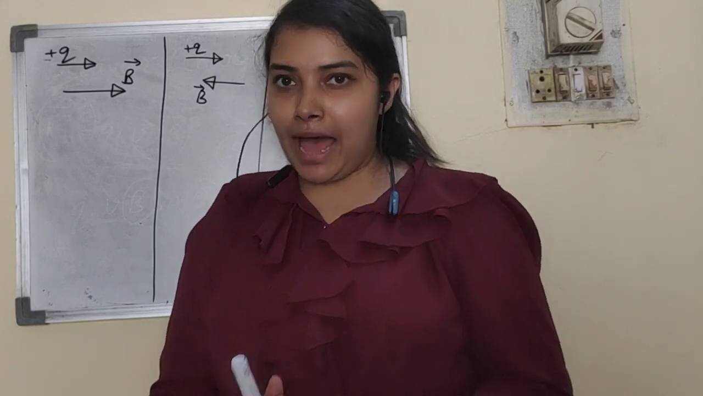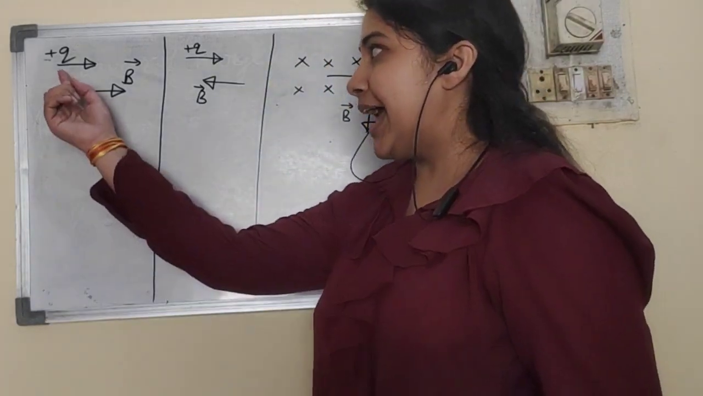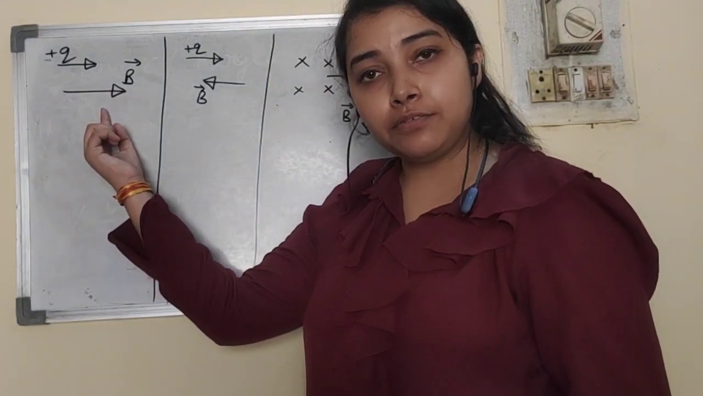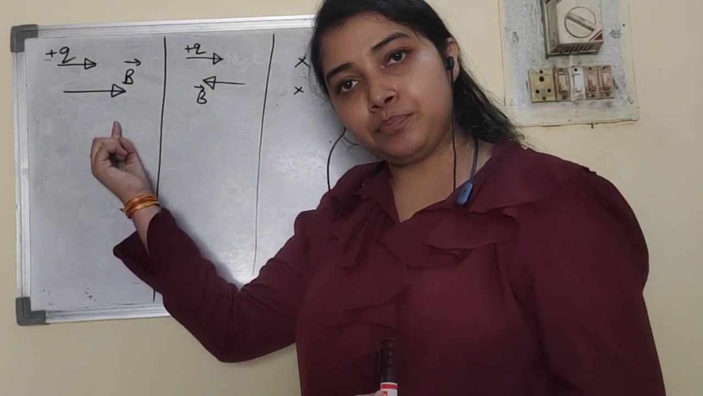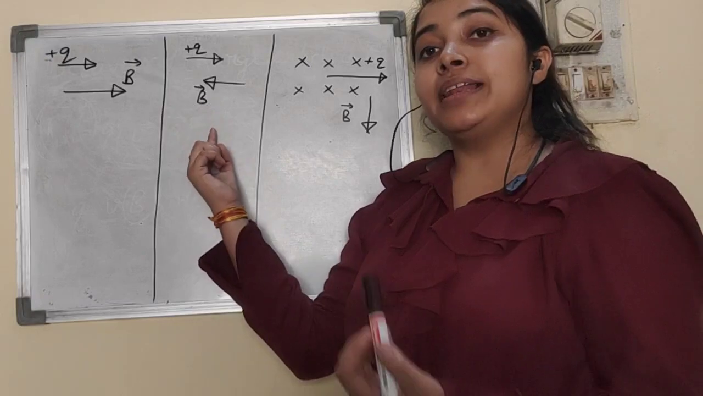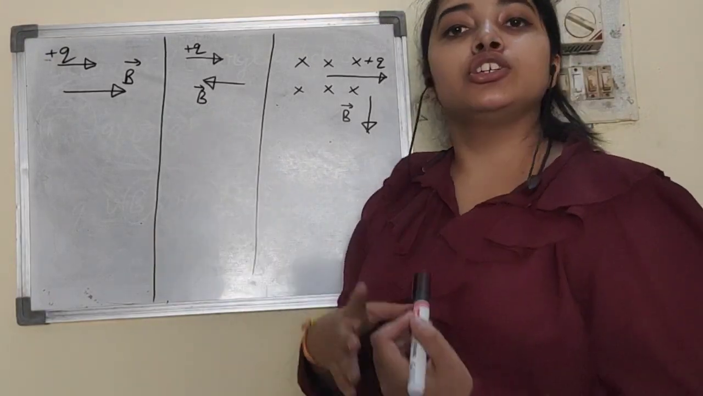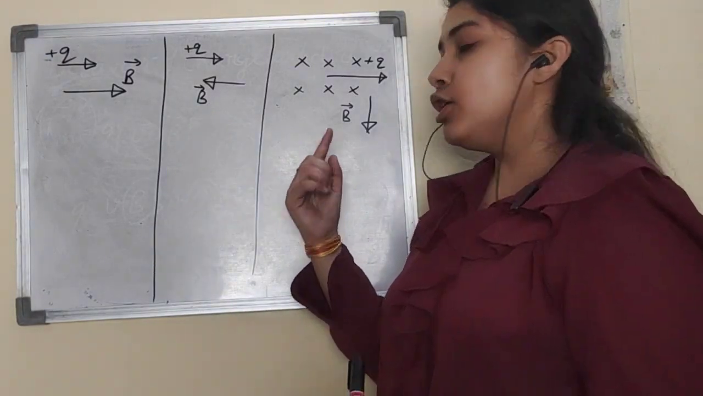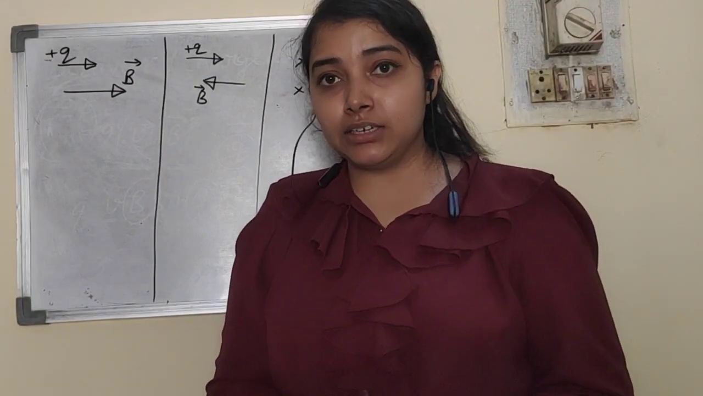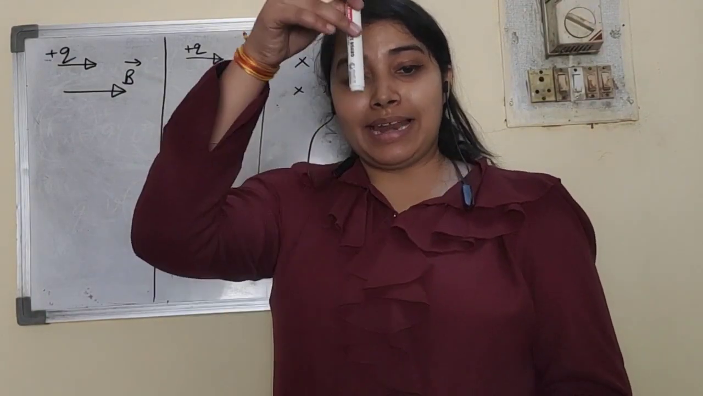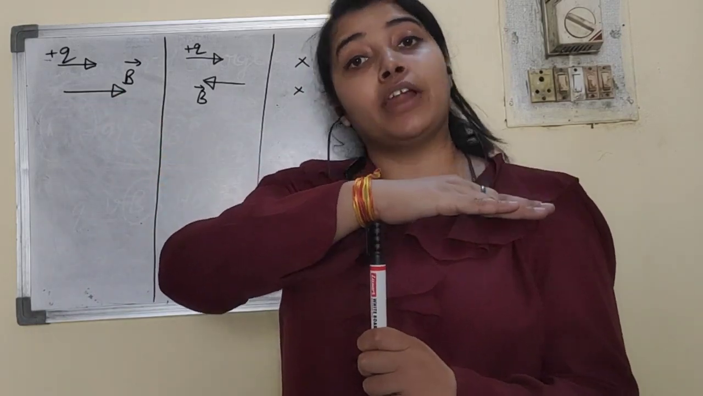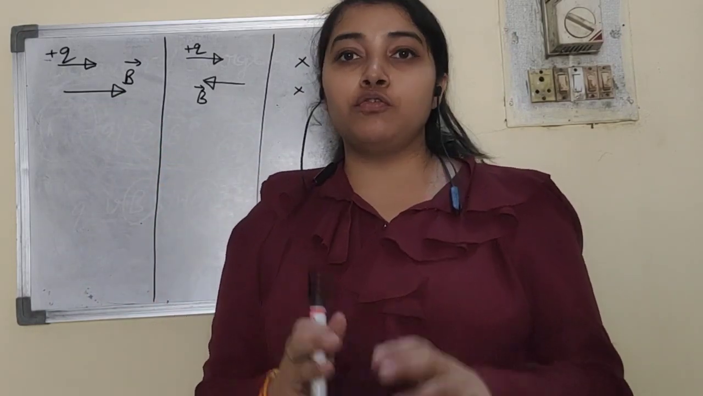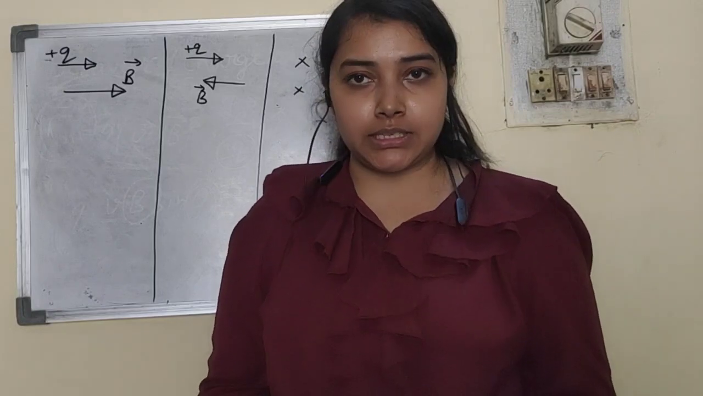Now, what will happen when the charged particle enters in the direction of the magnetic field? Means the direction of the charged particle and the direction of the magnetic field is the same. Second, when the charged particle enters in the opposite direction to that of the magnetic field. And the third one is when the charged particle enters perpendicularly. Means the magnetic field is downward and the charged particle is entering like this, making an angle of 90 degrees. So what will be the effect of force which the charged particle will experience?